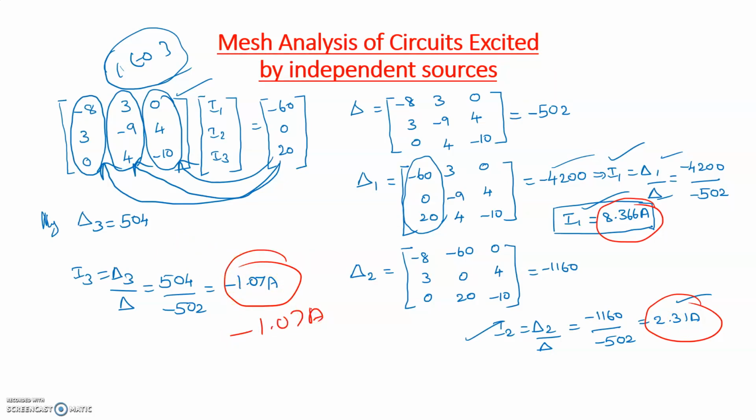What is the meaning of this negative sign? We assumed the current direction for all the loops to be clockwise, but the original direction of the I3 current is anti-clockwise, so that is why we get a negative sign. In this lecture, we have discussed mesh current analysis by the Kirchhoff's voltage law method and the inspection method. Hope you understood all the concepts. Thank you.